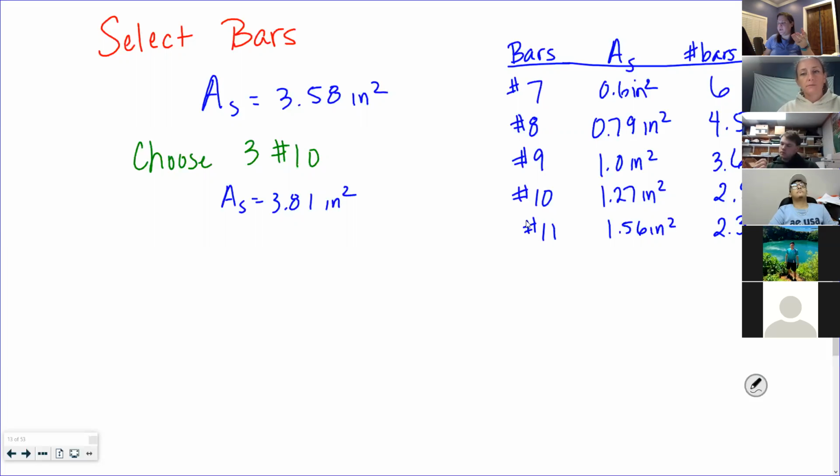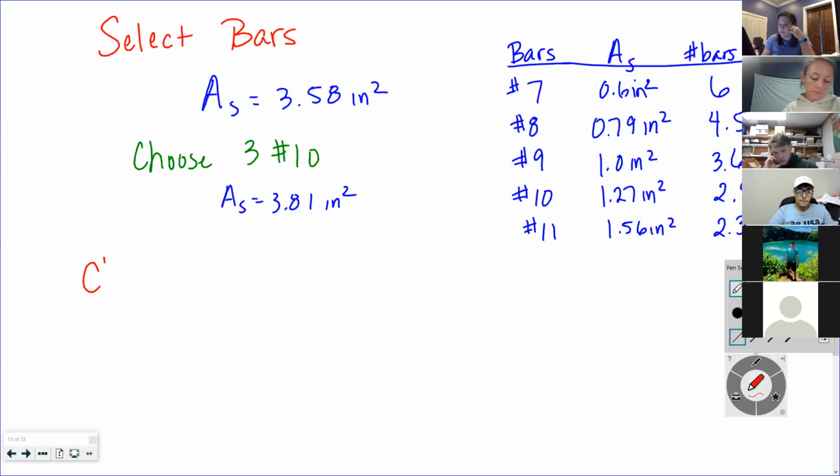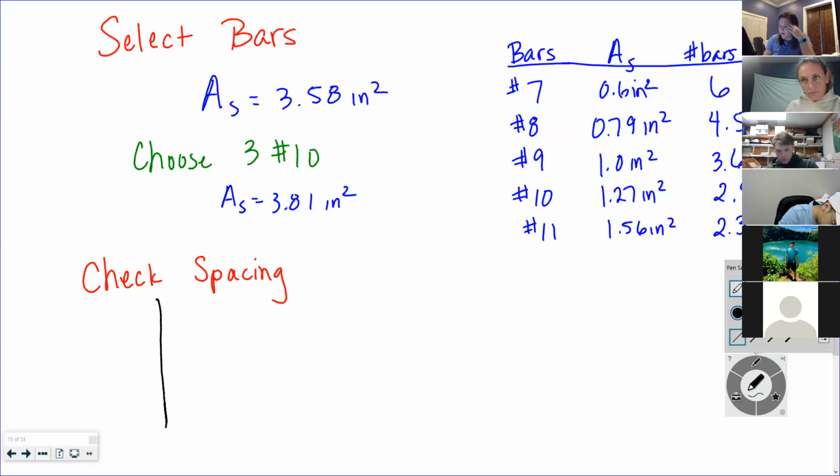Right, so we're going to choose 3 number 10s. I'm going to check the spacing, and this is where I feel like people struggled last year. So I'm going to draw it. When in doubt, draw it.